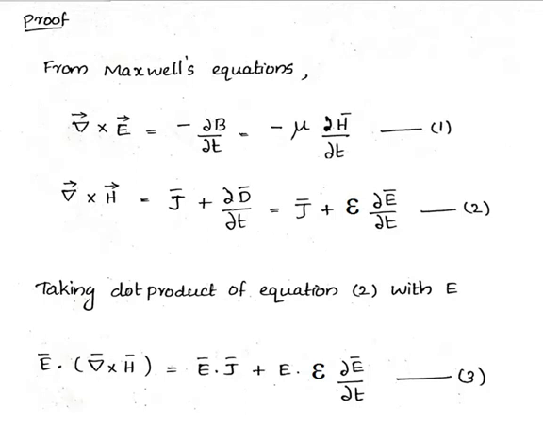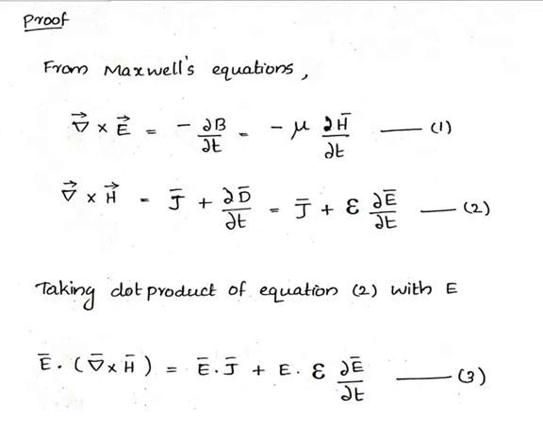Then we move to the proof of Poynting theorem. To solve the electromagnetic wave equations, we are using Maxwell equations as mentioned earlier. Here we are using two Maxwell equations. First one, del cross E is equal to minus dou by dou t of B. Since B is equal to mu H, the equation becomes minus mu dou by dou t of H. This is the first equation.